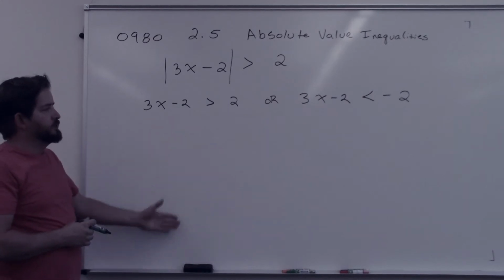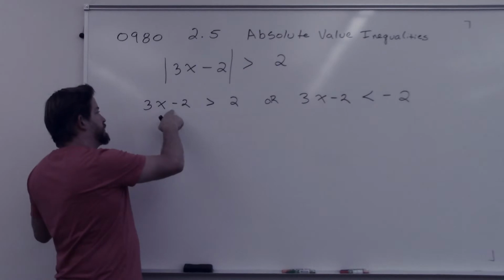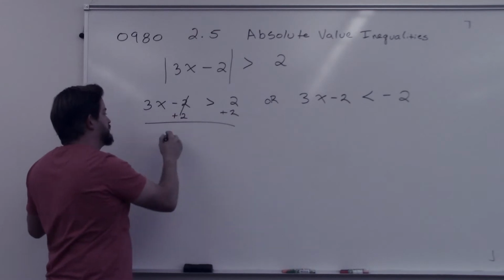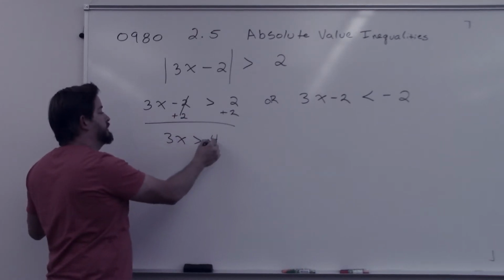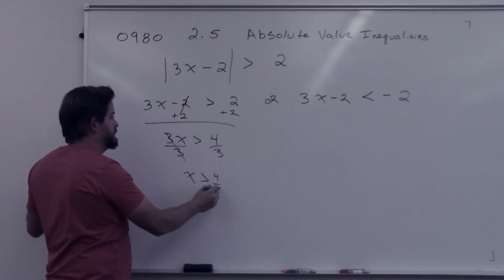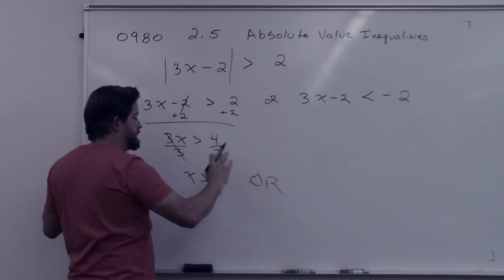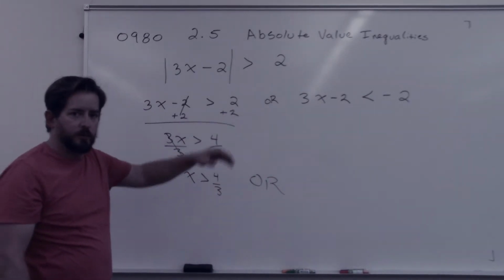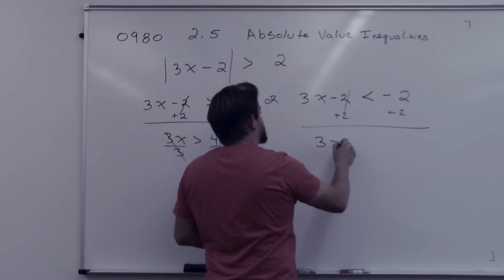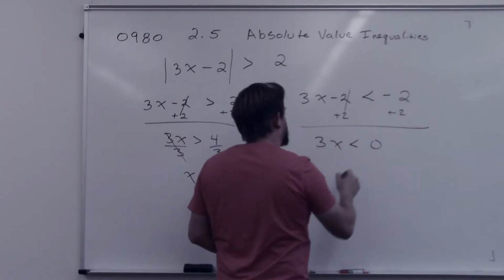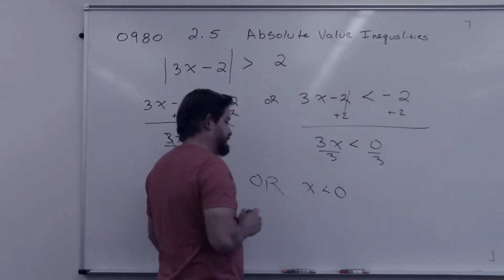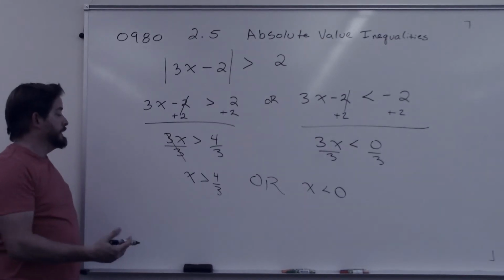Right? And I'll just go through and solve these. So 3x minus 2 greater than 2, I'll add 2, that gives me 3x is greater than 4, divide each side by 3, and x is greater than 4/3. Or, right, solve the other one. Add 2 on both sides here, giving me 3x is less than 0. And if I divide each side by 3, I get x is less than 0. Right? And that's easy to graph out.